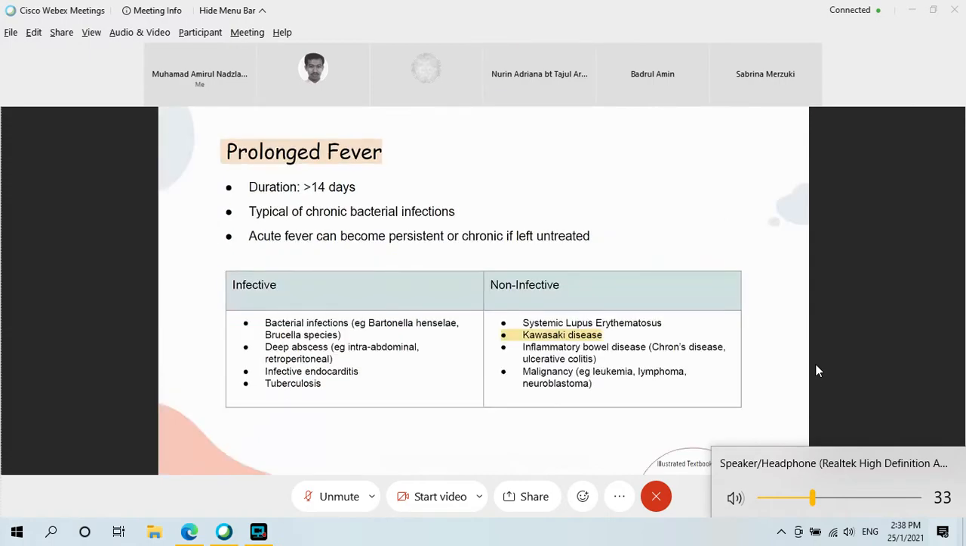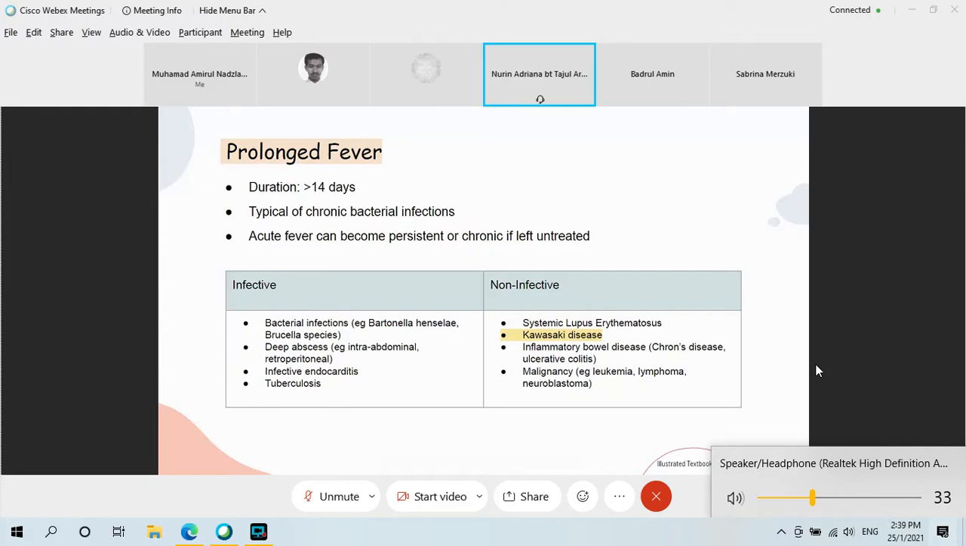Okay, so for prolonged fever, the duration is more than 14 days, usually caused by typical chronic bacterial infections. However, any cases of acute fever can become persistent or chronic if left untreated. So the causes of prolonged fever are divided into two. First is infective causes, such as bacterial infections like Bartonella henselae and Brucella species, deep abscess like intra-abdominal abscess and retroperitoneal abscess, infective endocarditis, and tuberculosis.